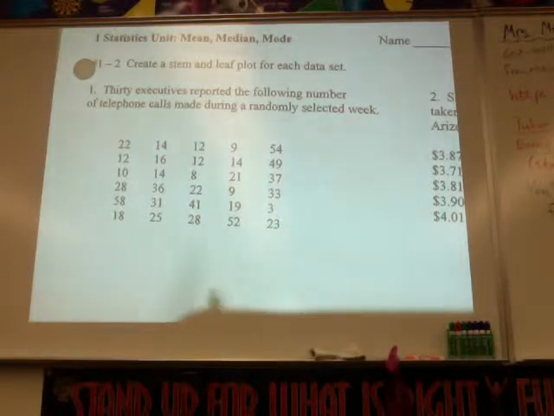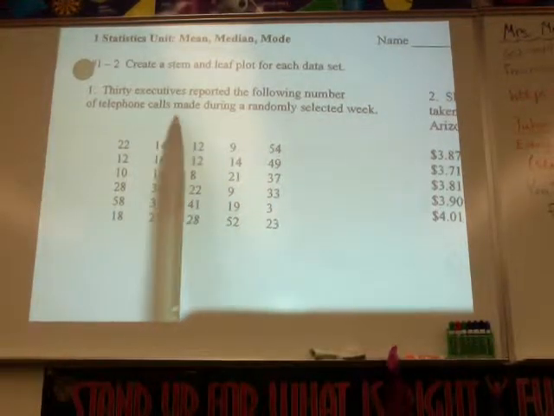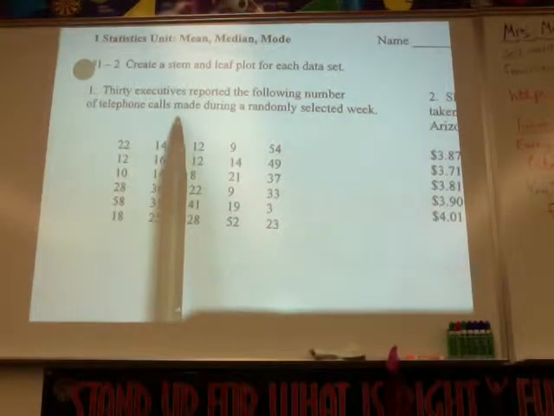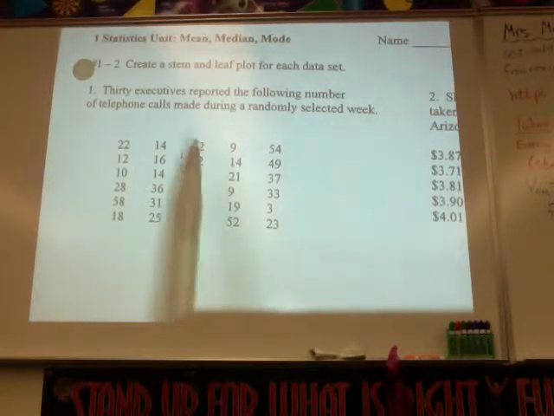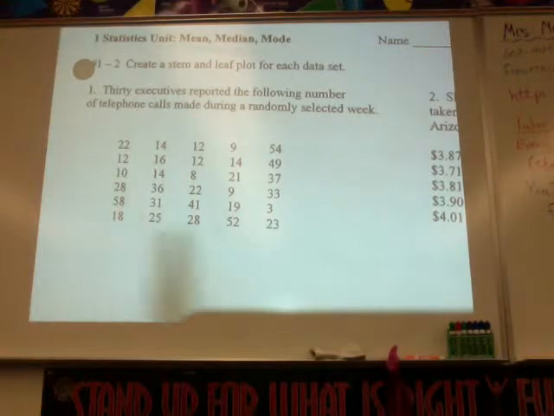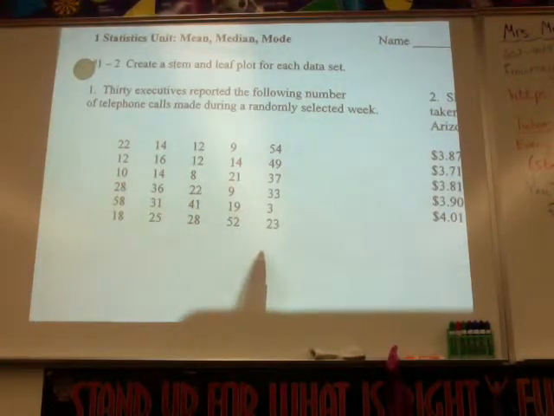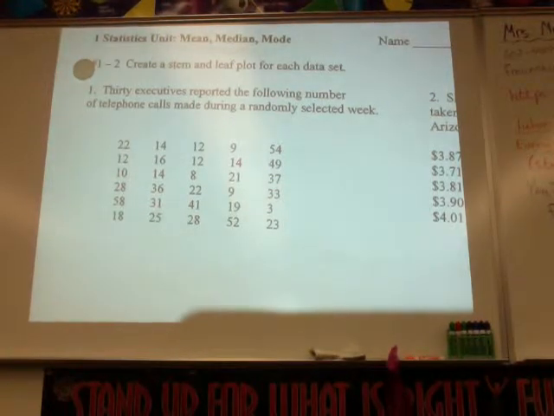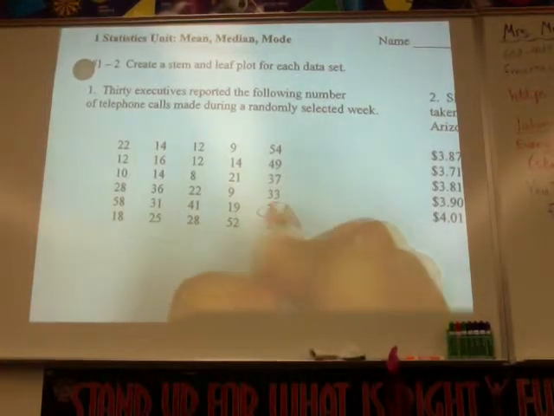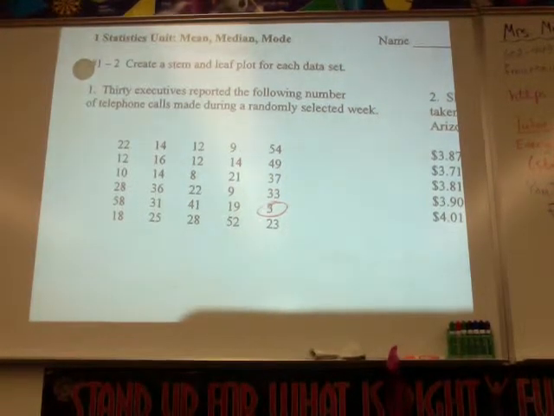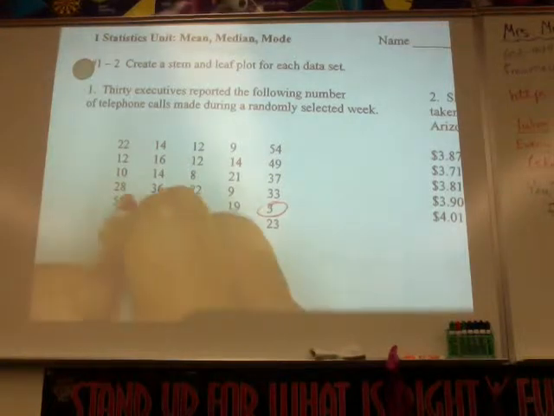So look at this information. The information is about 30 executives who reported the following number of telephone calls made during a randomly selected week. So this is 30 different executives, and this is the number of phone calls that each of them made during that particular week. What was the lowest amount of phone calls made? 3. So I'm going to circle the 3. What was the highest number of phone calls made? 58, nothing higher than 58, right? So I see a 58.